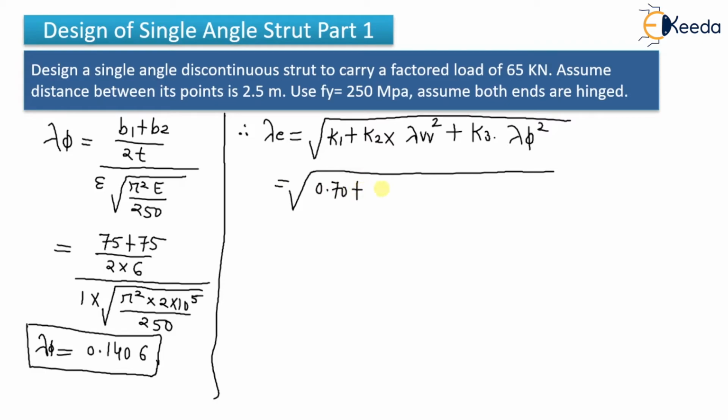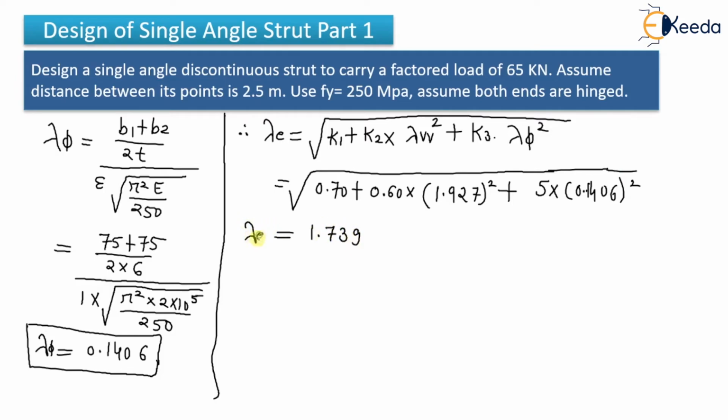What was the value of K2? It was 0.60. What was the value of lambda VV? We have calculated it as 1.927 square. What was the value of K3? It was 5. And what was the value of lambda phi? Here it is, 0.1406 square. So the value of lambda E will be 1.739. This is the value of lambda E.